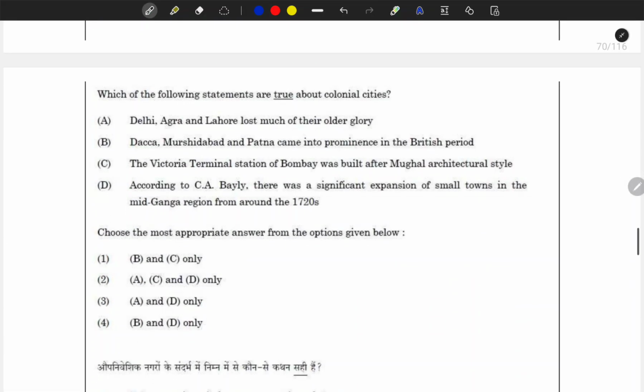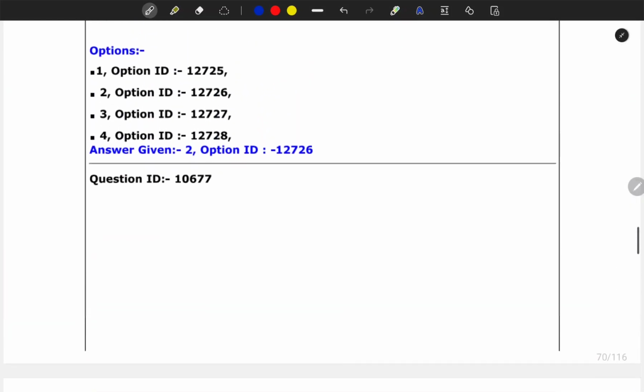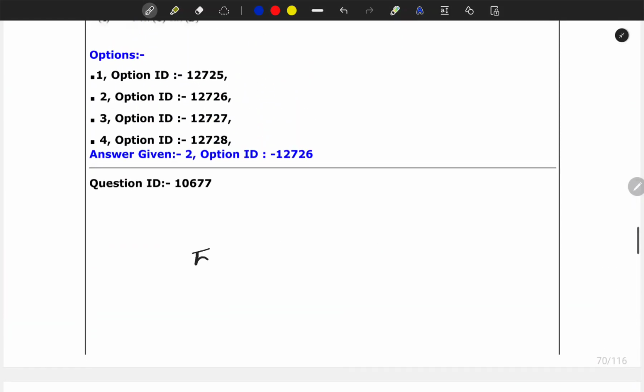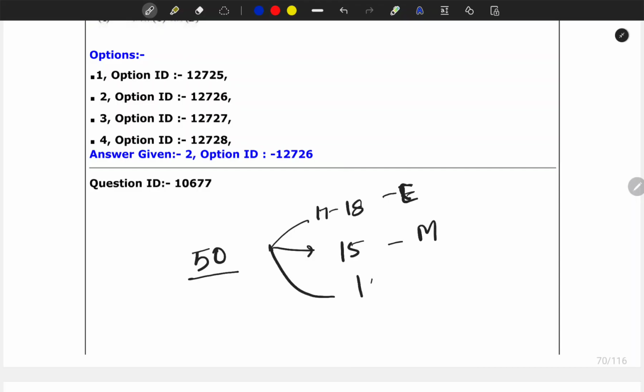We can continue here, but the thing is that we have completed 50 questions. In that, if I have to break it down, there were around 17-18 questions of easy nature, and these I actually wrote. After that, there were 15 moderate questions, and 17-18 questions were of difficult nature.